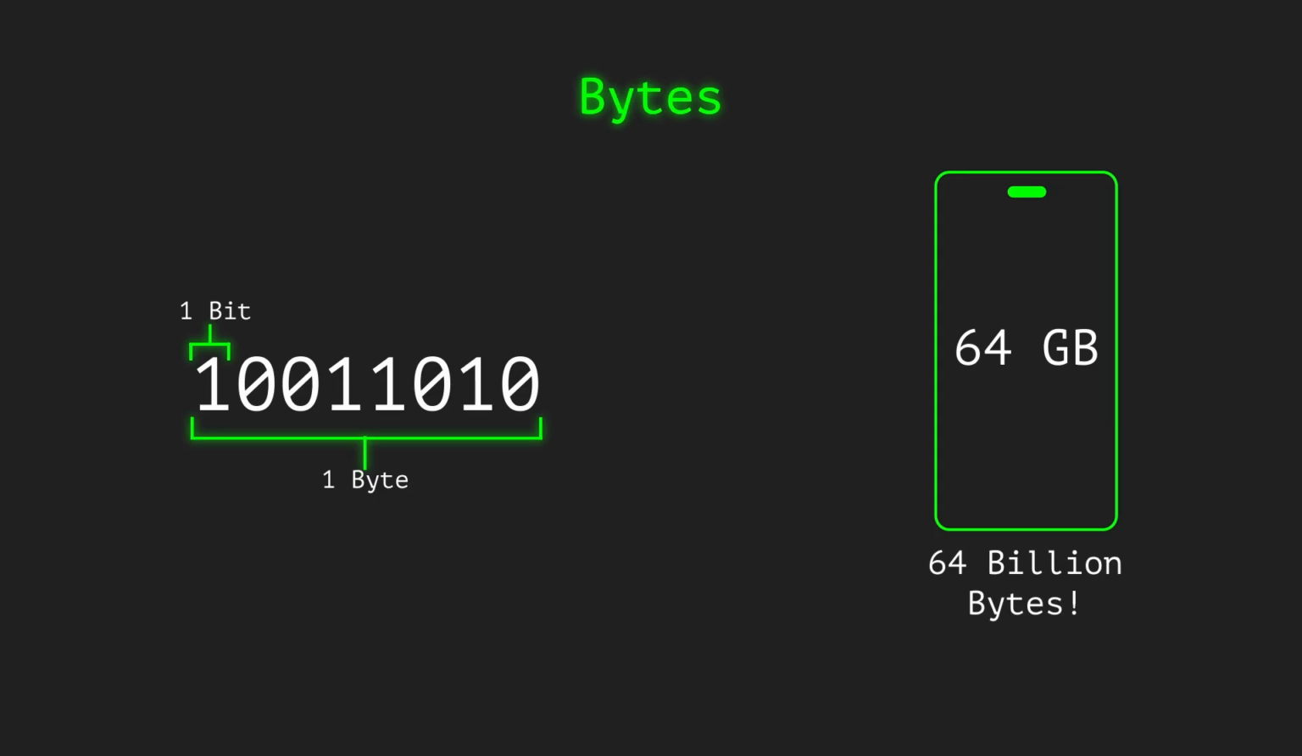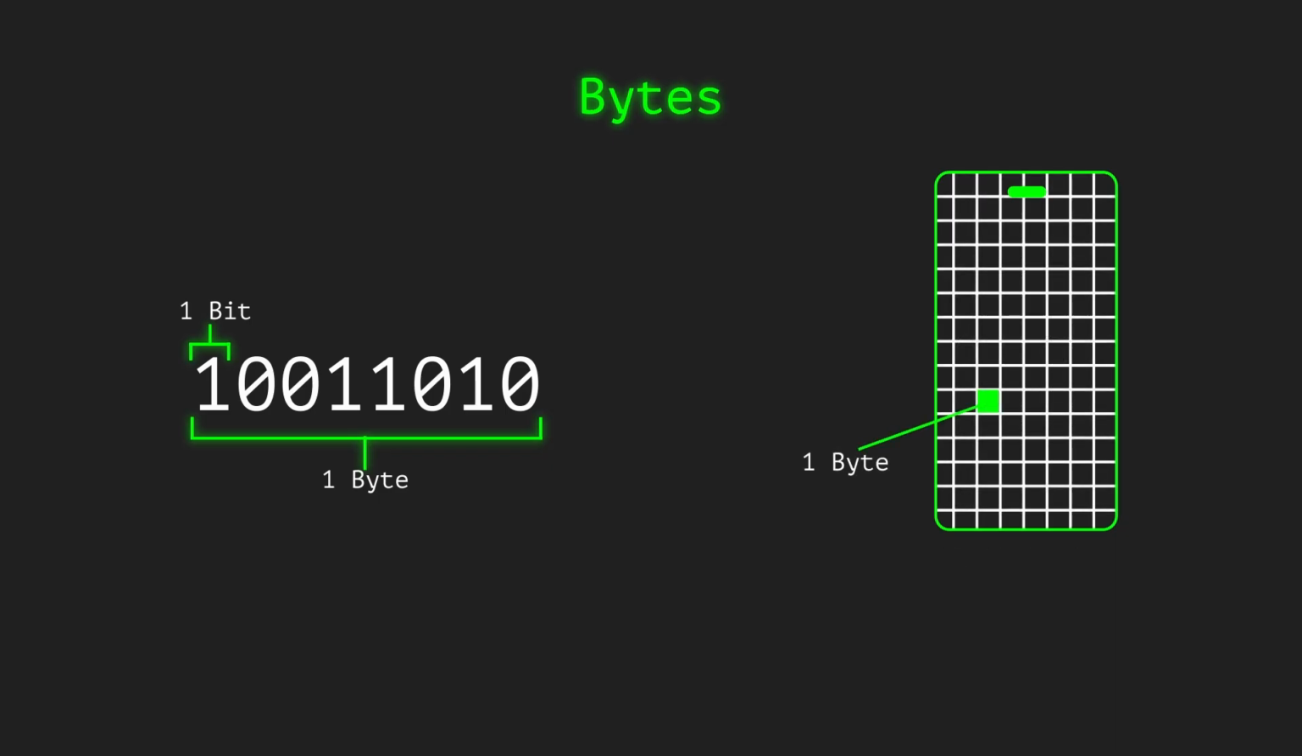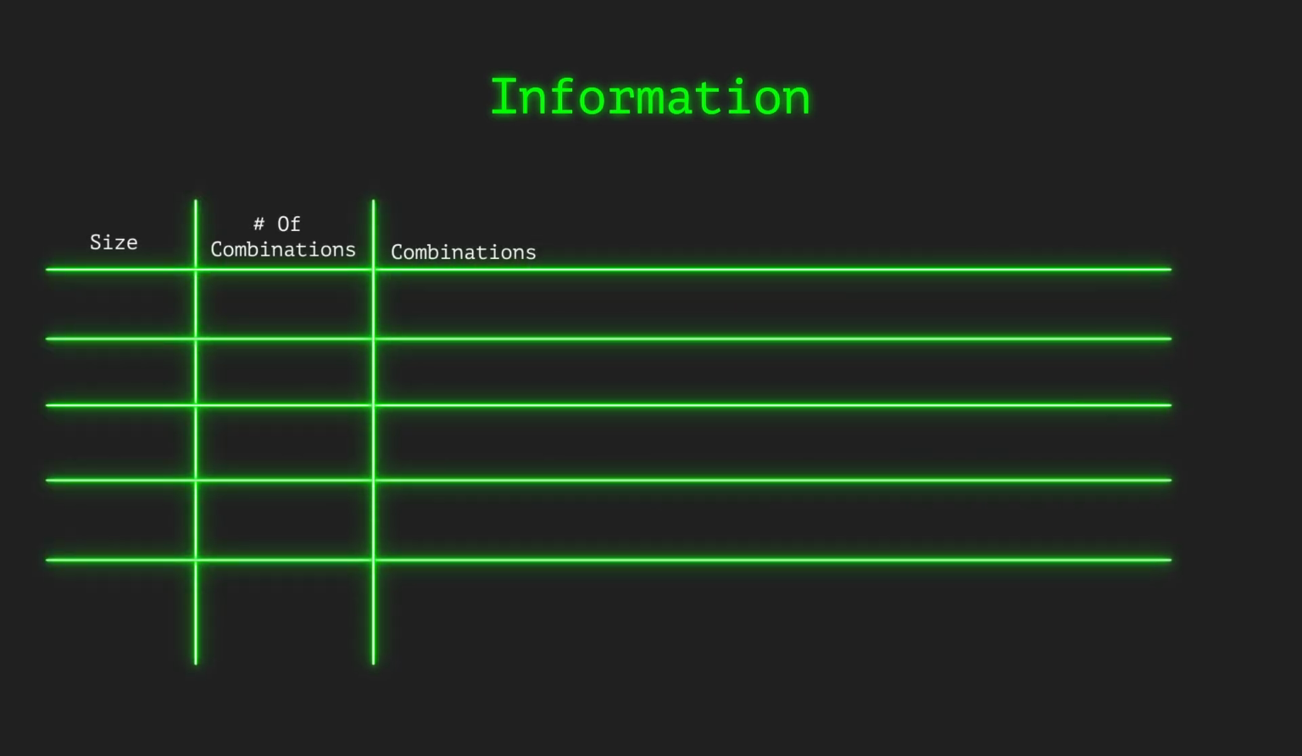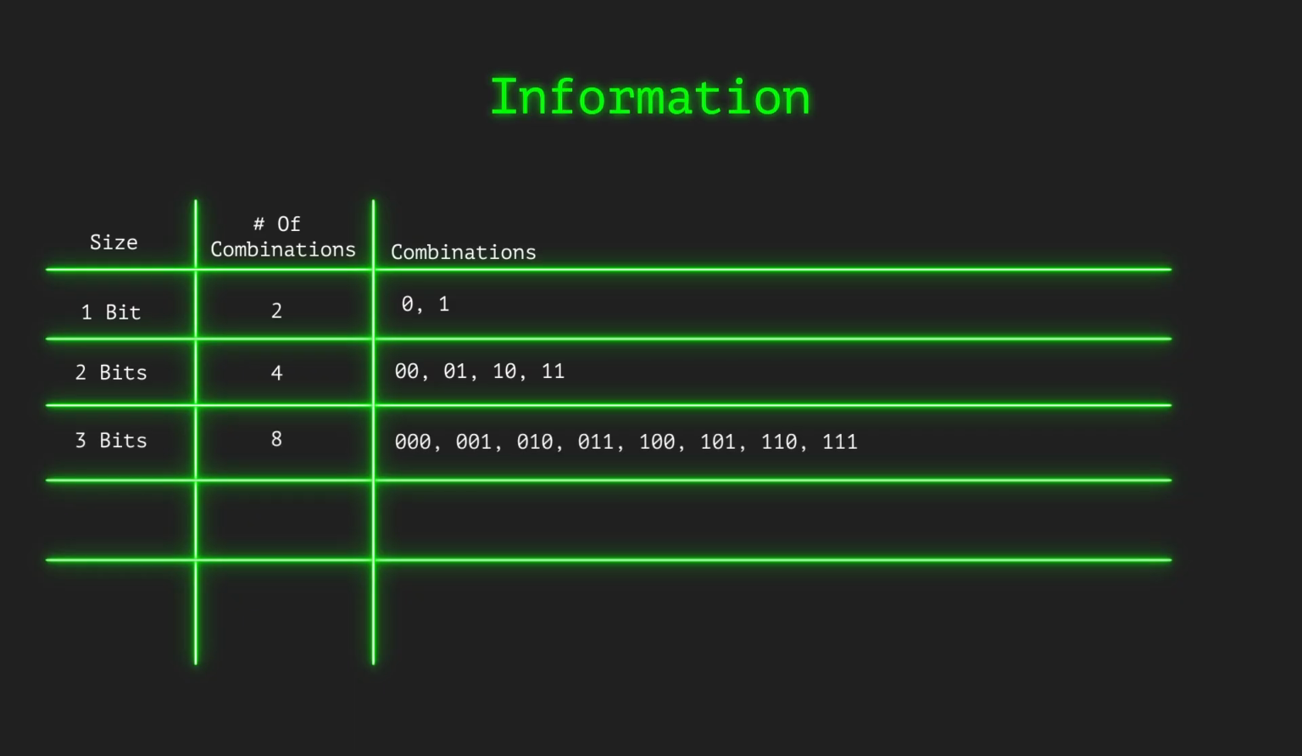That number is almost too big to comprehend, so let's zoom back in on a single byte and take a closer look at how a computer organizes all of the data that it needs to store. In this table, we're going to be analyzing information density, which is a measure of how many different values can be stored in a fixed number of bits to better understand the importance of bytes. Starting off with just 1 bit, there's only 2 different values that it can have, 0 or 1. Bumping it up to 2 bits, there's now 4 different combinations, 00, 01, 10, and 11. When you go to 3 bits, there are 8 combinations.